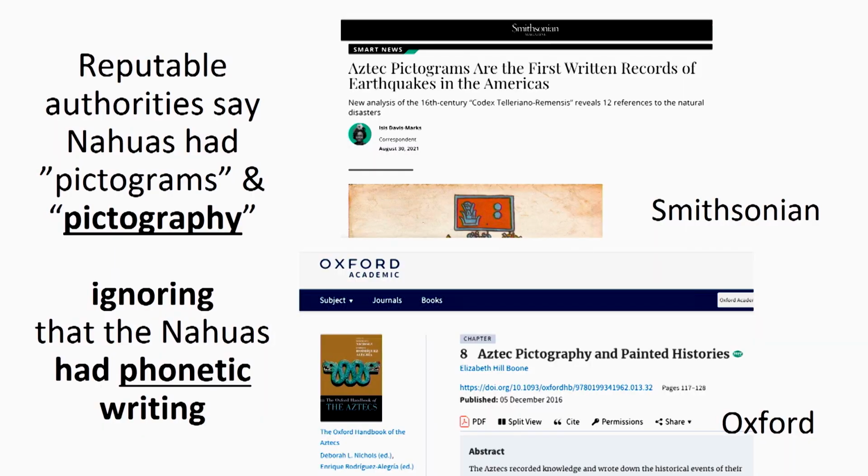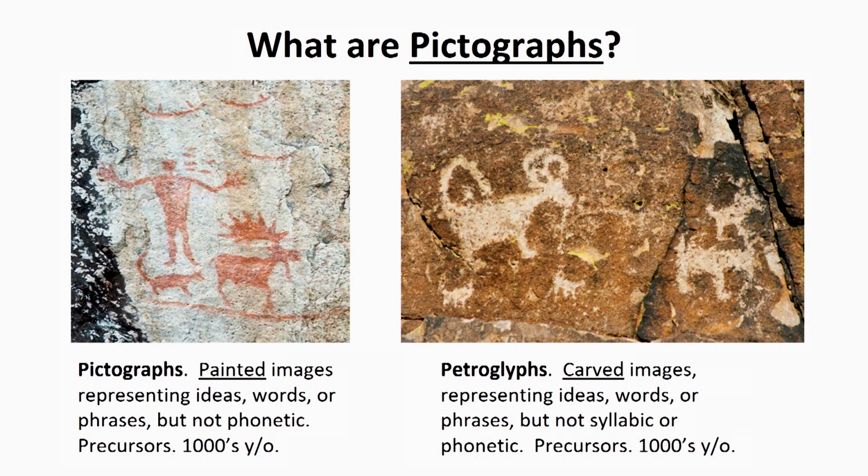So when we extract, I use the word glyph or hieroglyph. Some people say, is that really a hieroglyph or is that a pictograph? And some really reputable sources still say the Nahuatls had pictography and pictograms. They ignore the fact that a lot of it is phonetic. So I thought today I would emphasize a little bit for you the phoneticism in this writing system. Just to say, well, what are pictographs? These are some ancient ones painted on rock. The ones on the left are pictographs. The ones on the right are petroglyphs because they're carved in the stone.